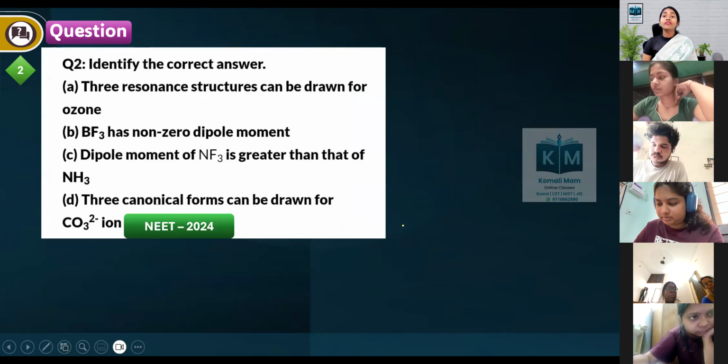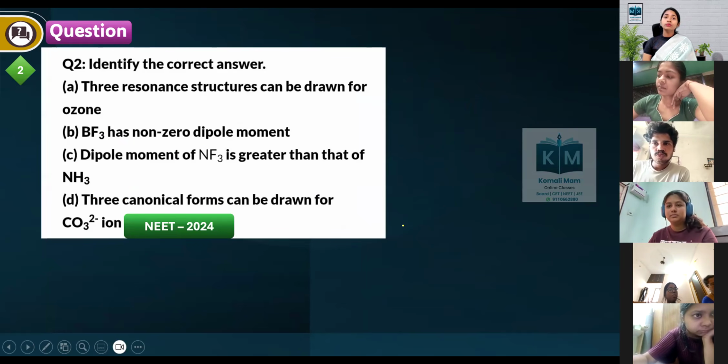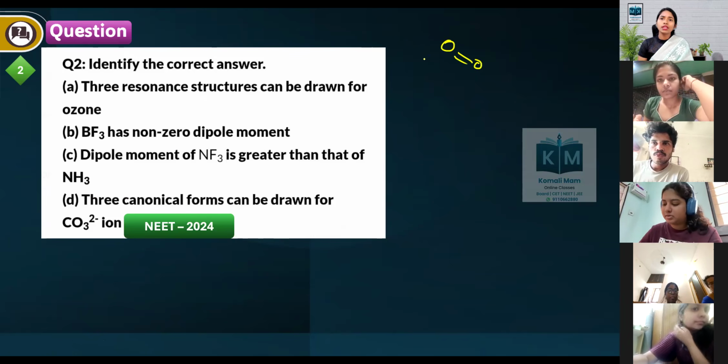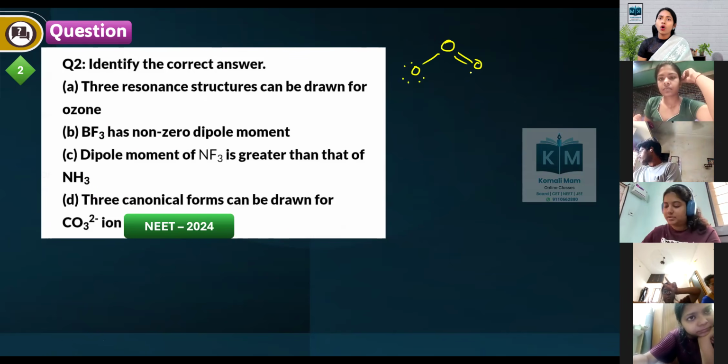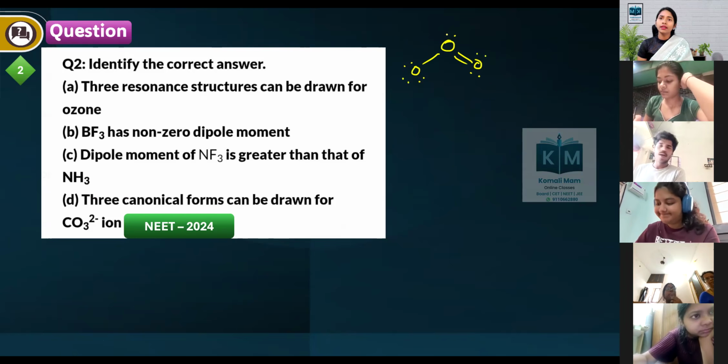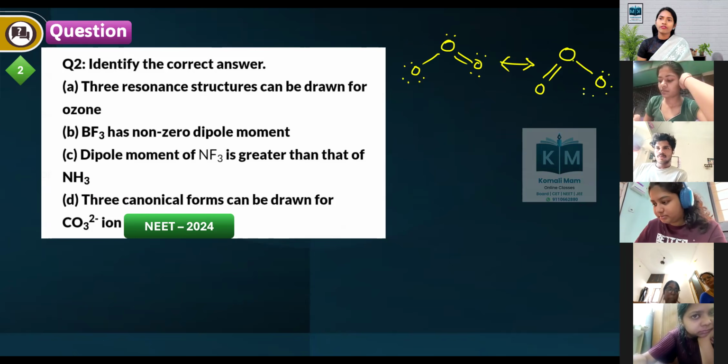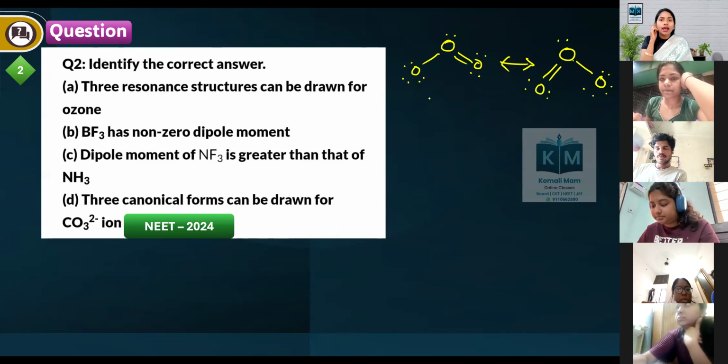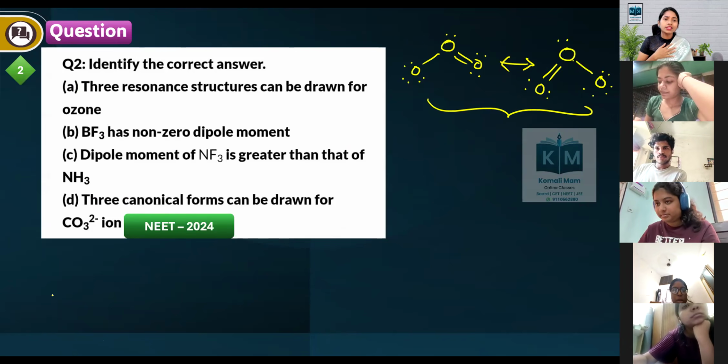Next one. Identify the correct answer. 3 resonating structures can be drawn for ozone. Ozone: how many structures are possible? Only 2 structures are possible. Am I right? This is one structure, and what is the one more structure? 1, 2, 3, 4, 5, 6. These 2 resonating structures are possible, not 3. So the first statement is incorrect.